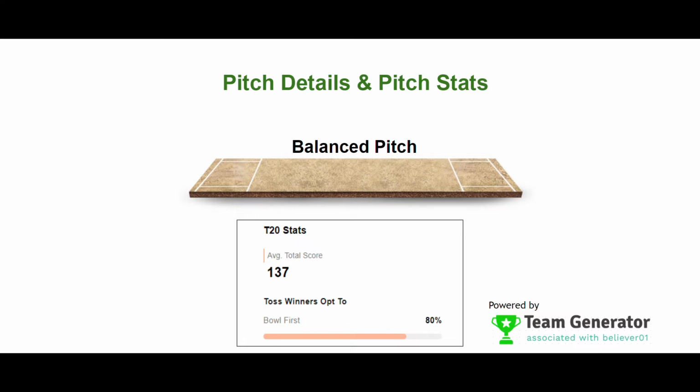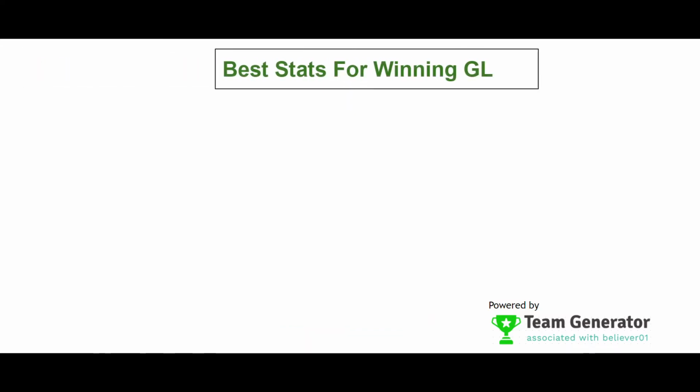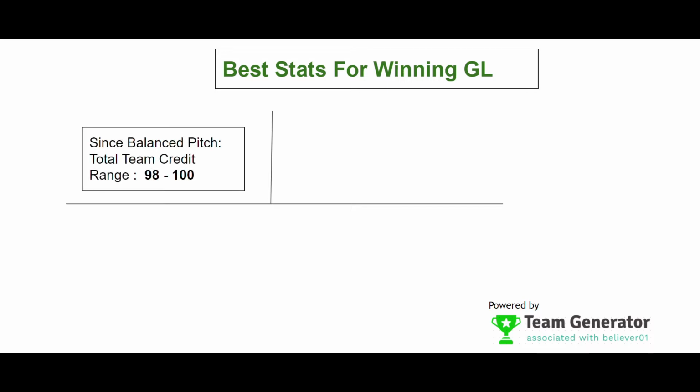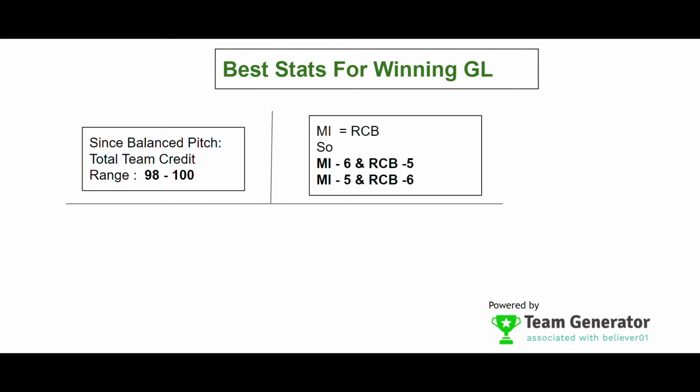From the point of view of our team generating software, let's analyze some tips and tricks to get the best winning teams in the Grand Leagues. The first thing: since the pitch is balanced, the total team credit range will be around 98 to 100. Also, since Mumbai Indians is almost equal to RCB in the batting, bowling and all-rounder departments, we can have 6 players from Mumbai Indians and 5 from RCB, or else 5 from Mumbai Indians and 6 from RCB.